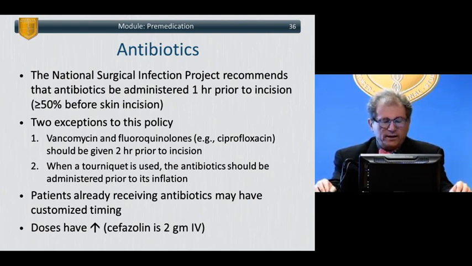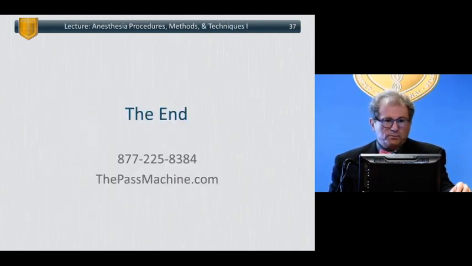Patients already receiving antibiotics may have customized timing, and there are dose increases that have been recommended in the American Journal of Infectious Disease a couple of years ago. For example, the standard dose for cefazolin is now 2 grams IV, and you should make sure that your data is up to date on that.